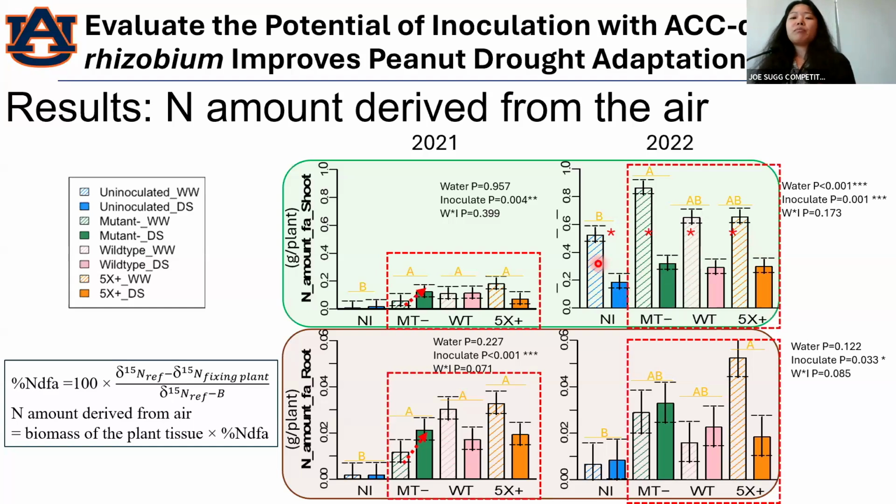And once again, we see that increased trend for the plants under drought condition inoculated with mutant negative. They're showing an increase in the nitrogen amount derived from the air in the shoot.